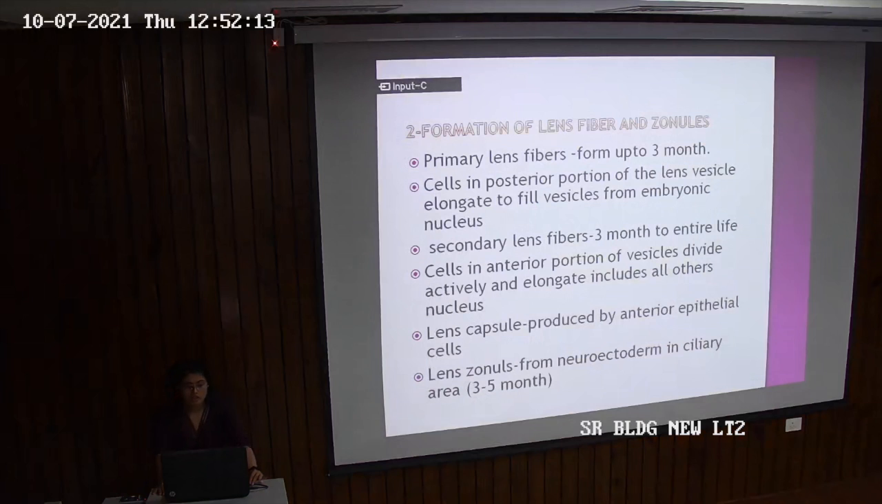Now there is the formation of lens fibers and zonules, which is the most important part, to hold it in its place. Primary lens fibers form up to the 3rd month: cells in the posterior portion of the lens vesicle elongate to fill the vesicle and form the embryonic nucleus. Secondary lens fibers form from the 3rd month throughout life: cells in the anterior portion of the lens vesicle divide actively and elongate, forming all the other nuclei, which are basically 4 parts. The lens capsule is produced by the anterior epithelial cells. Lens zonules come from the neuroectoderm in the ciliary area, from 3 to 5 months.